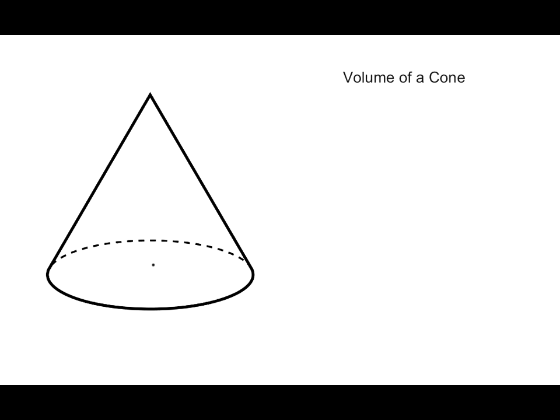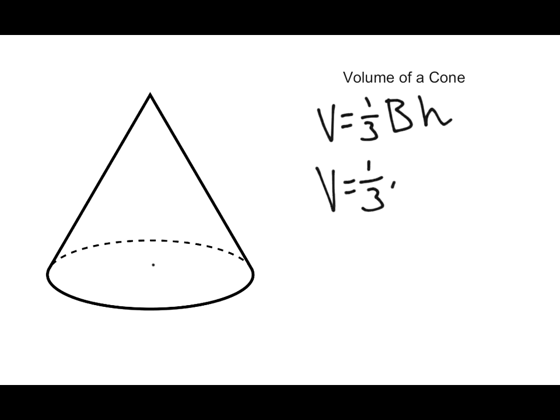To find the volume of a cone, you'll be using the formula volume equals 1/3 times the area of the base times the height. Since the base of a cone is actually made up of a circle, we know the area of a circle is pi r squared. The formula we can use is 1/3 times pi r squared times height.